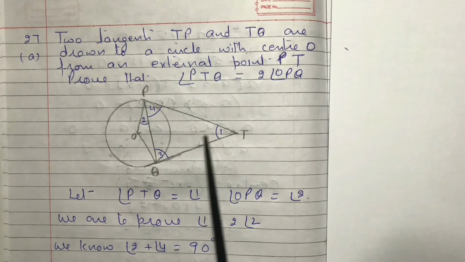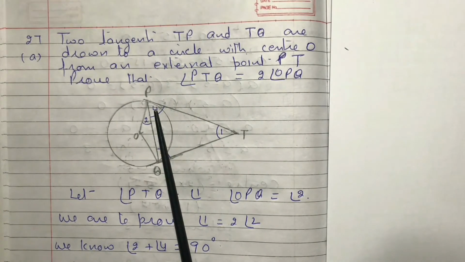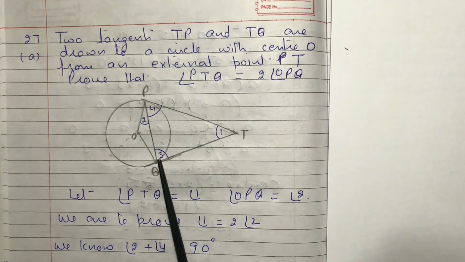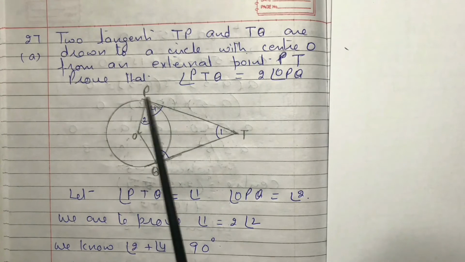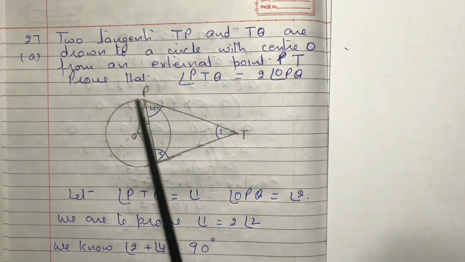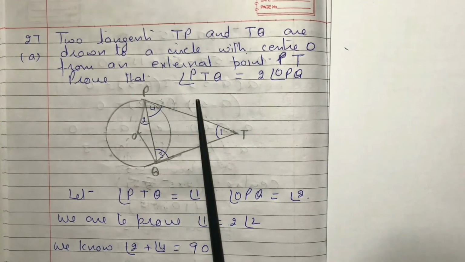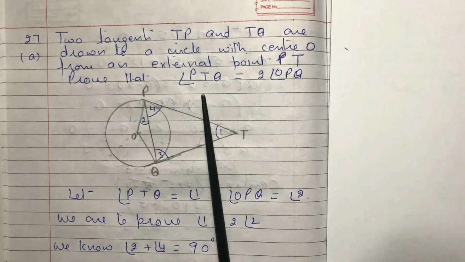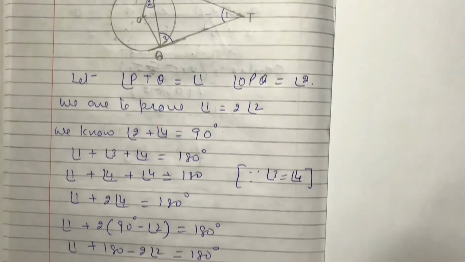Now you see, we have three things. Angle 1 plus angle 3 plus angle 4 is 180 degree. Angle 3 is equal to angle 4. The third thing is OP is perpendicular to the tangent at the point of contact. So OP is perpendicular to PT. It means angle 2 plus angle 4 is equal to 90 degree. From these three things, we will be able to find angle 1 is equal to 2 times angle 2.